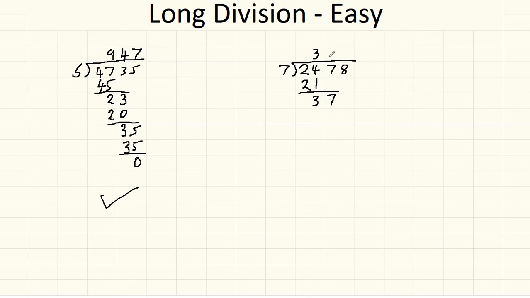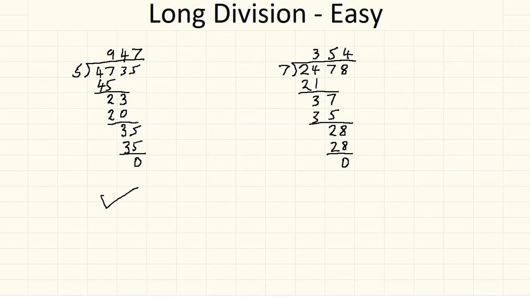7's into 37 goes 5 times. Again, keep them all in the right columns. 5 times 7 is 35. Underline, difference of 2. We can now bring down the 8. 7's into 28 go 4. 4 7s are 28, so we have an exact match. There is no difference, and so that is the answer, 354.